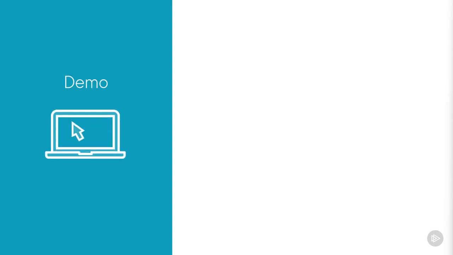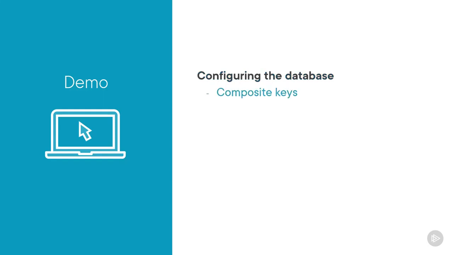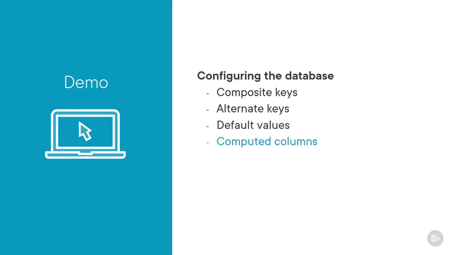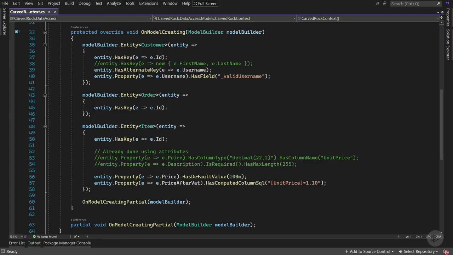Now that we've looked at how we could set up the basic structure of how we want our model inferred, let's take a look at some slightly more advanced features which we will implement using the Fluent API. In this demo, we'll look at how to set up composite keys, alternate keys, default values, computed columns, and how to use backing fields. Backing fields are not related to the Fluent API, but they may be highly relevant depending on the business requirements that we'll be implementing.